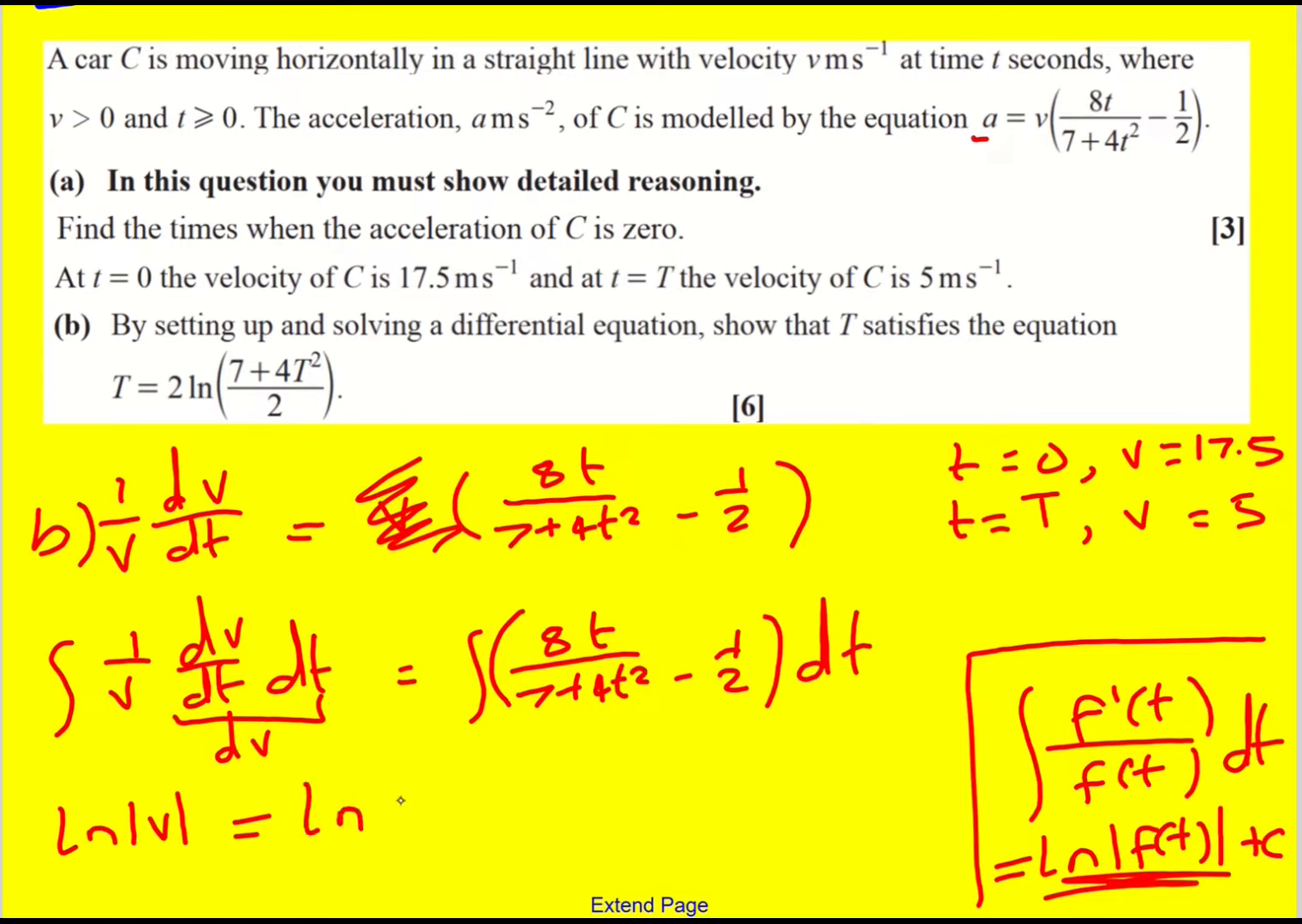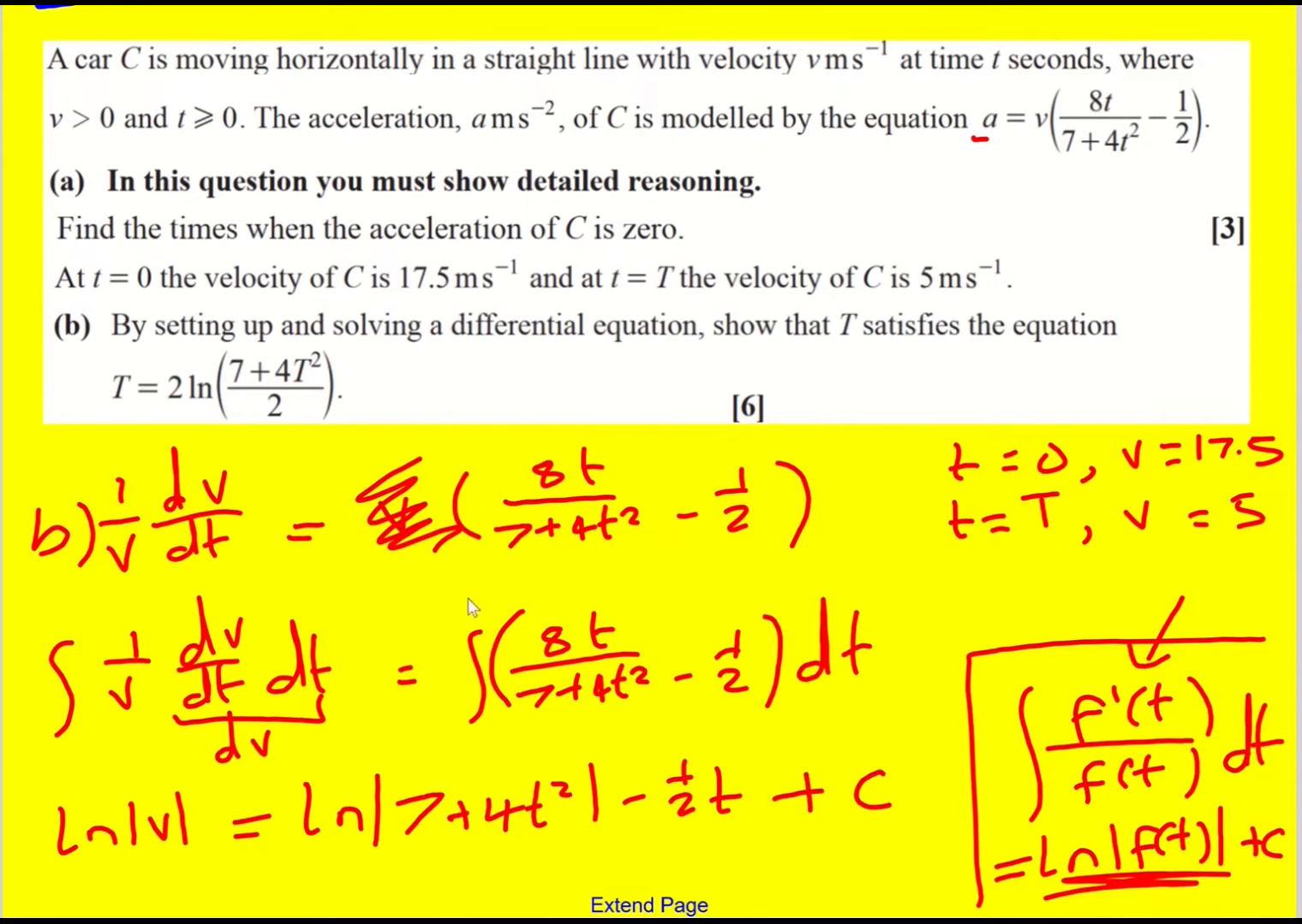So I can simply write down that it's ln of 7 plus 4t squared. You could do a substitution, by the way, like u equals 7 plus 4t squared, but I would say be on the lookout for this for sure, because actually it's very quick then. That, and then minus a half t. And then we've also got a plus c.